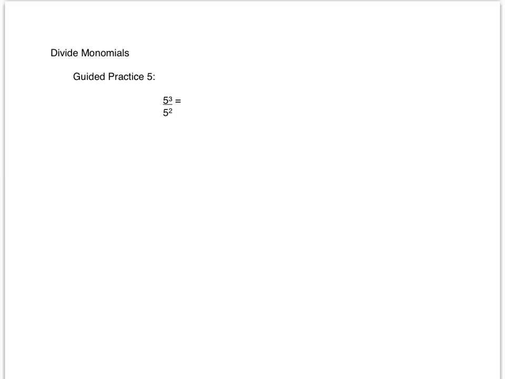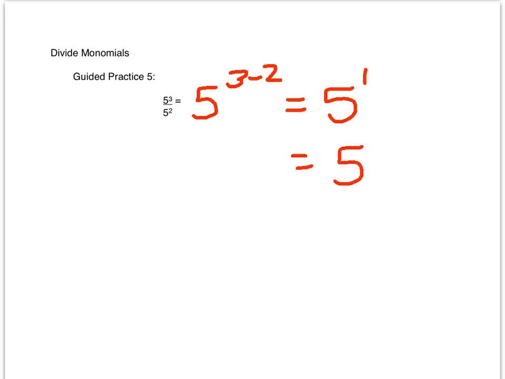Let's do one together. In guided practice 5, we have 5 to the 3rd power divided by 5 to the 2nd power. This could be rewritten as 5 to the 3 minus 2 power, or 5 to the 1st power, which we could also write as just 5.